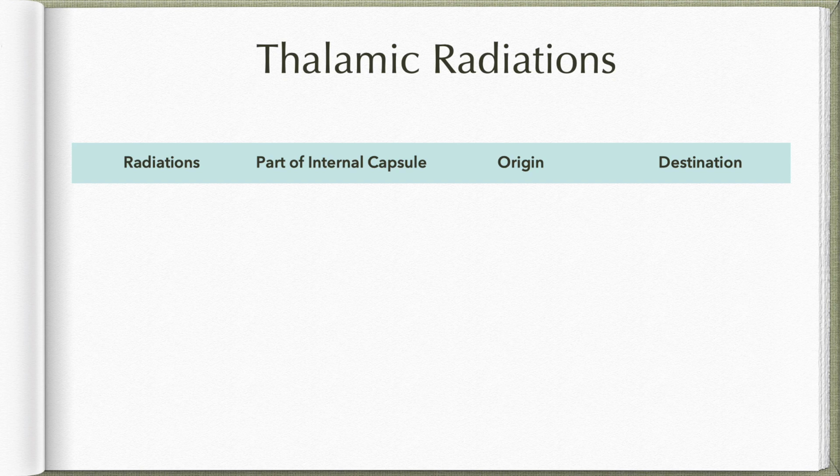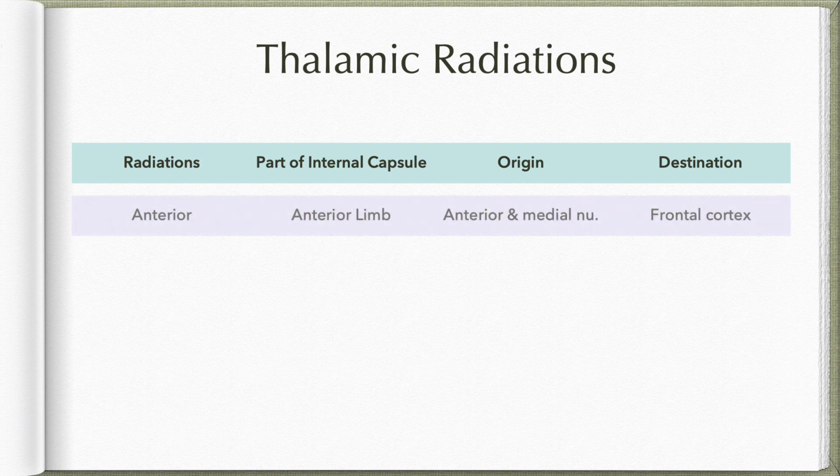The output from the thalamus to the cerebral cortex is through 4 thalamic radiations. Each of these thalamic radiations will pass through a specific part of the internal capsule. These fibers begin from a particular set of nuclei within the thalamus and they have a specific destination within the cortex. So let us find out what they are. The anterior thalamic radiation passes through the anterior limb of the internal capsule. These fibers begin from anterior and medial nucleus of thalamus and reach the frontal cortex.